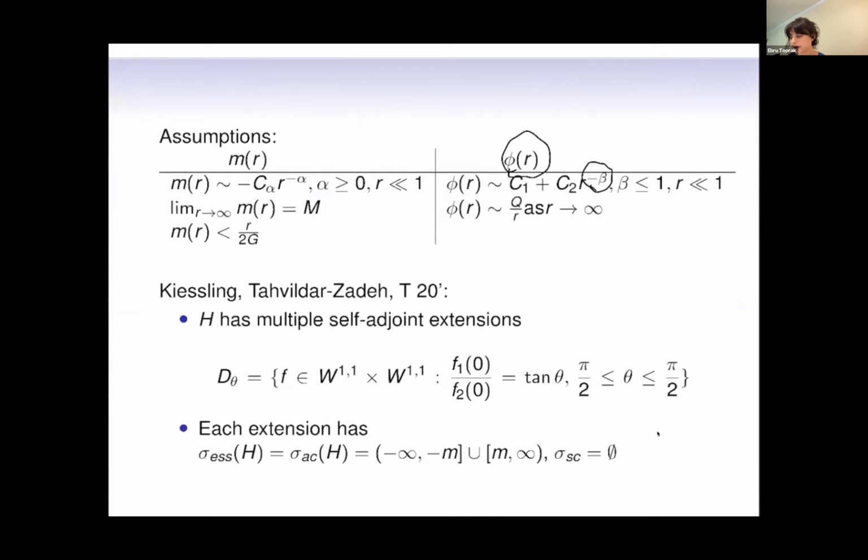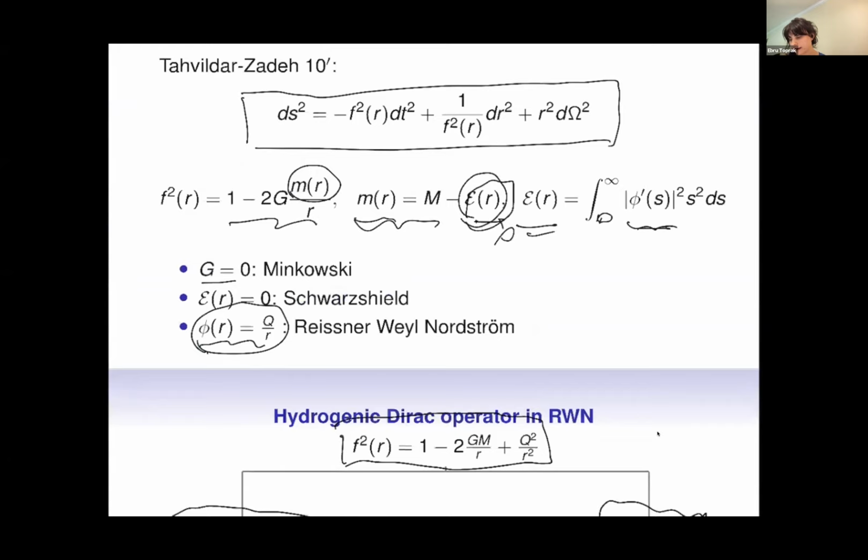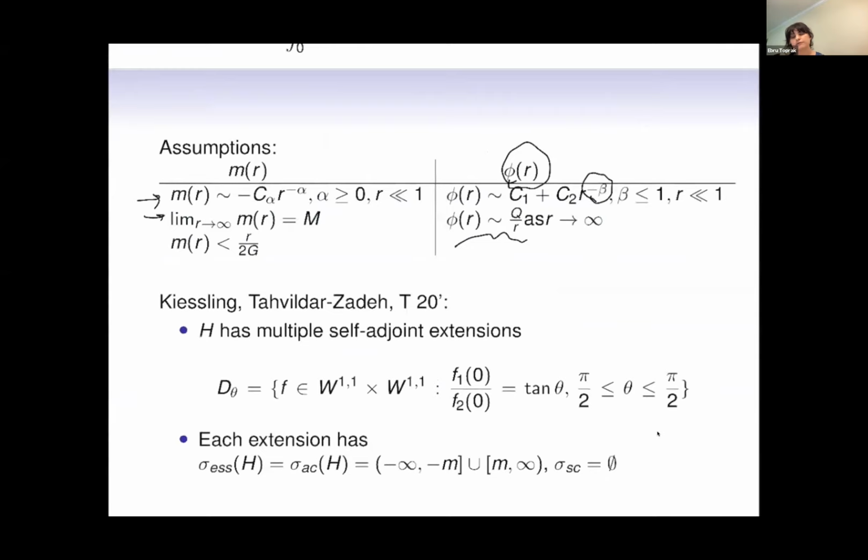And at infinity, we expect it to look exactly like our RWN case. For the mass function, the first assumption is having a negative bare mass, like in the RWN case. As you can see here, this was my m(r), and as r goes to zero, we have negative infinity as well. The second one tells us that we have a finite total ADM mass. And the third one tells us we are still in the naked singularity, because we don't want to go into the black hole for now. And this is our result.